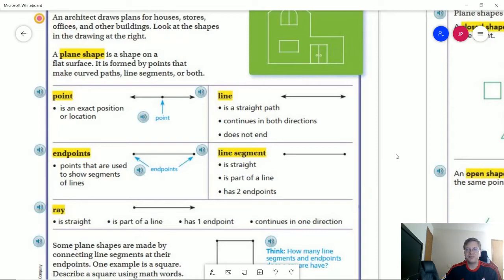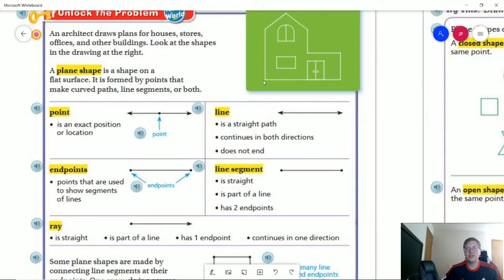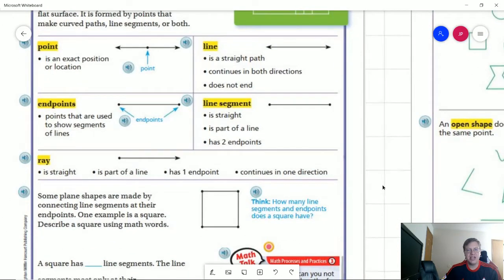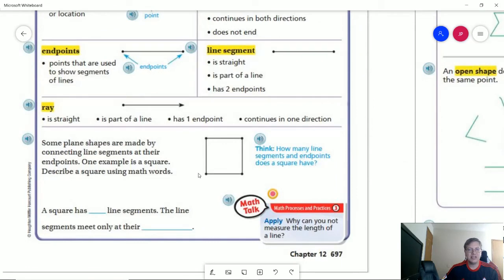If we were to look at this picture, we could say that we have a line segment that goes along the bottom here, and here would be one endpoint, and here would be another. We could do something similar for most of the figures that make up this particular shape. The other thing that we have is a ray, and that will start from one endpoint and continue in one direction indefinitely.